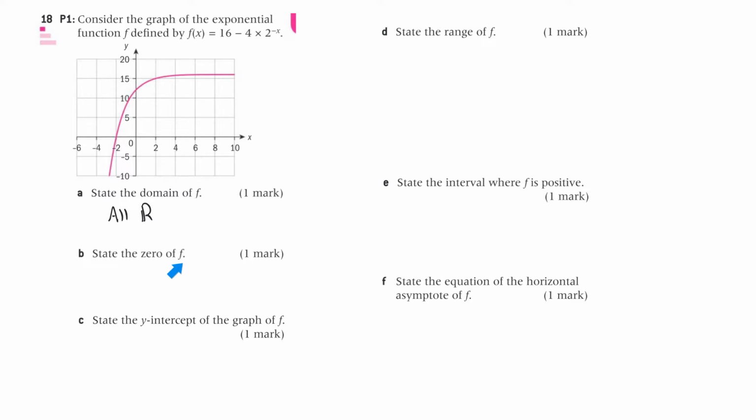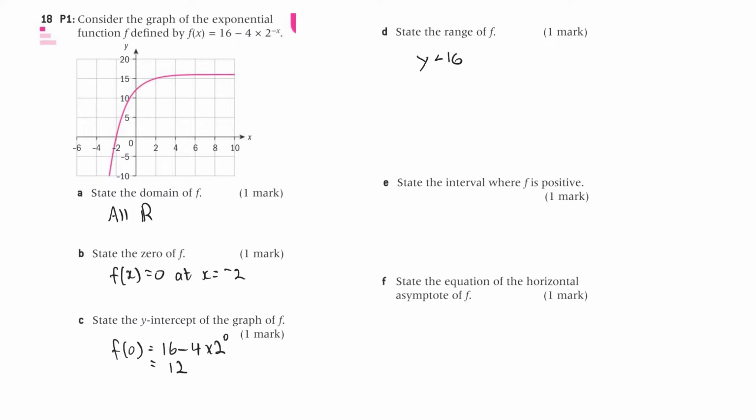B, state the 0 of f. Now they're asking here when the function equals 0. The function equals 0 at x equals minus 2. Okay, because that's when the function equals 0 there. C, state the y-intercept of the graph of f. Well, the y-intercept is when x is equal to 0. We're looking for that value right there. We put 16 minus 4 times 2 to the 0. That equals 12.